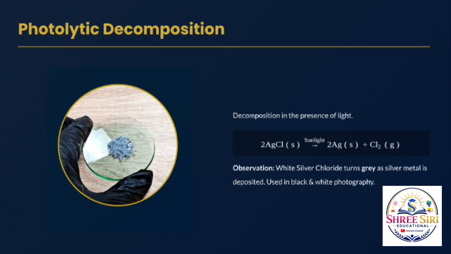A similar reaction is there. What is the reaction? That is AgBr, silver bromide, decomposed in the presence of sunlight. It gives silver and bromine. That is also one of the important examples. And both these reactions are used in black and white photography.